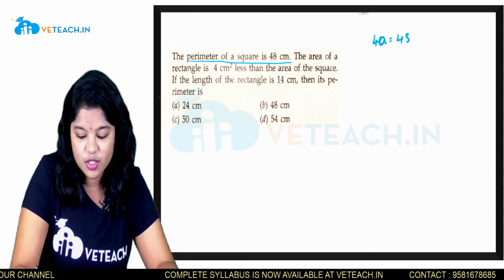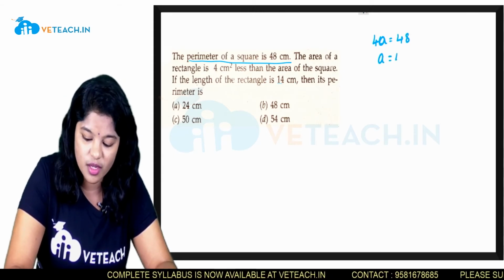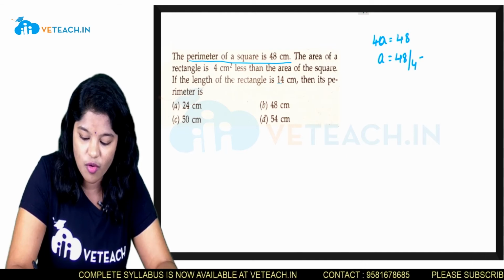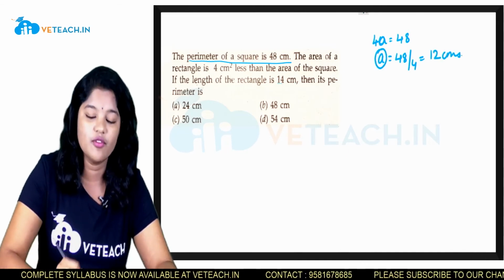So it is equal to 48 centimeters, where a is the side of the square, that should be equal to 48 by 4, that is equal to 12 centimeters. So we have got the side of the square.